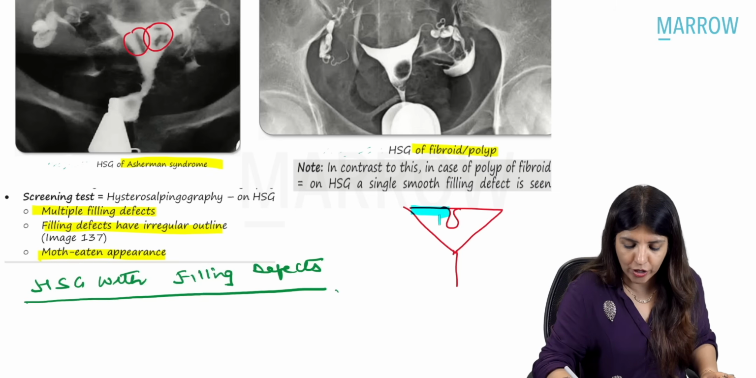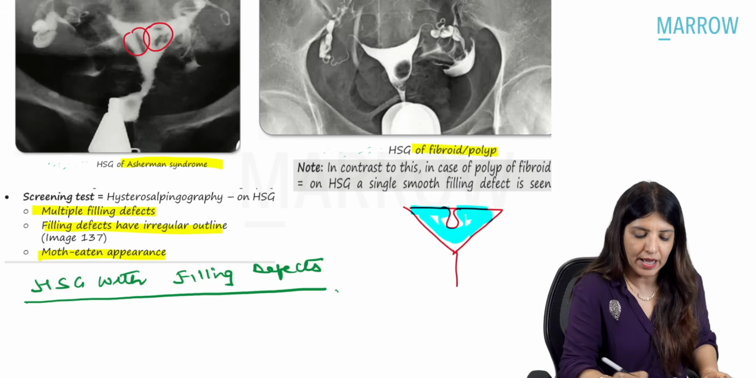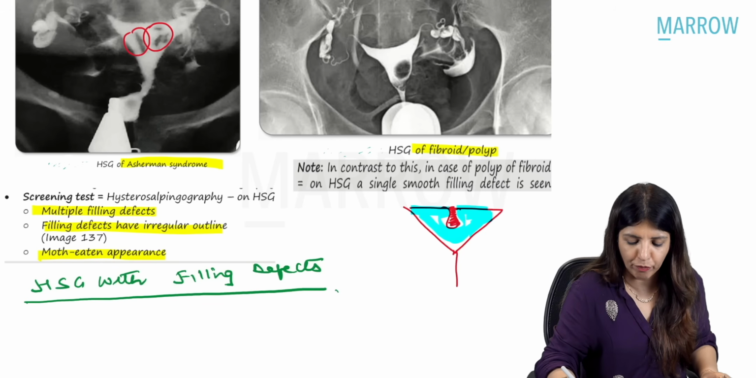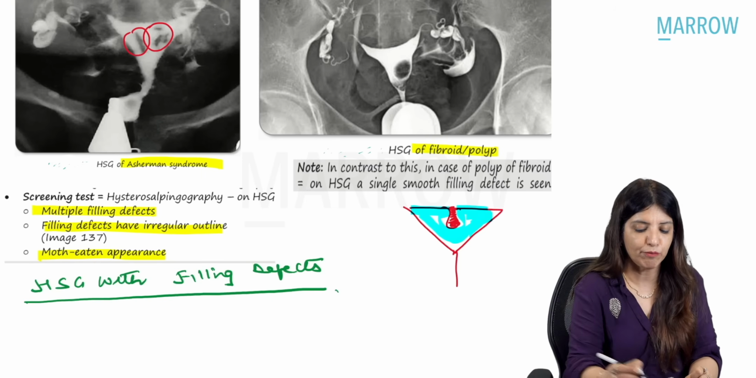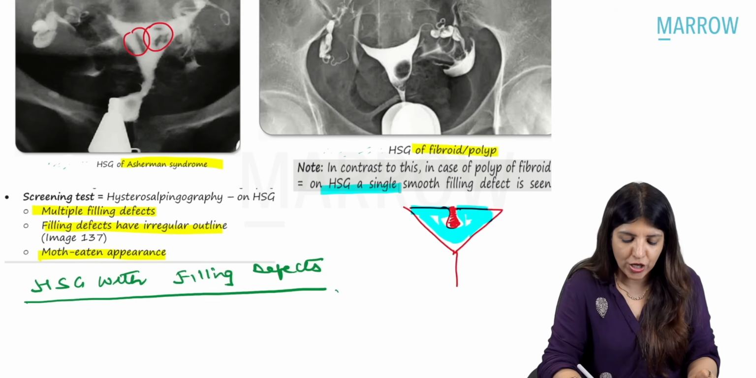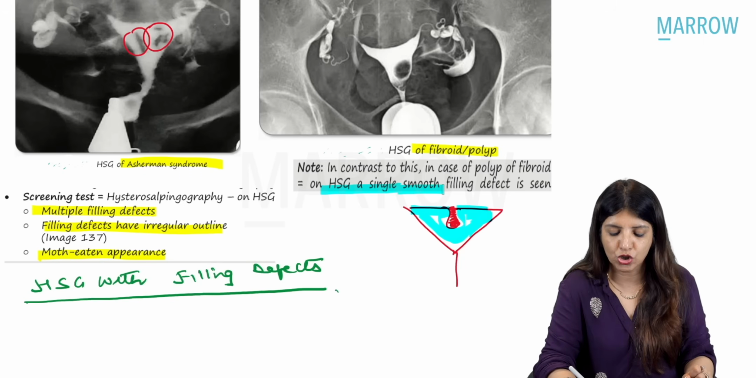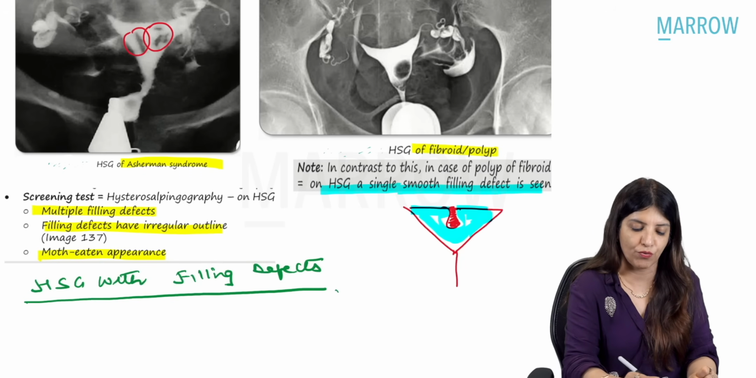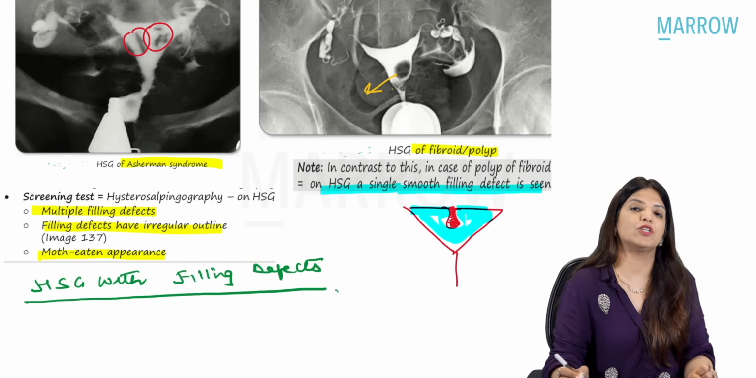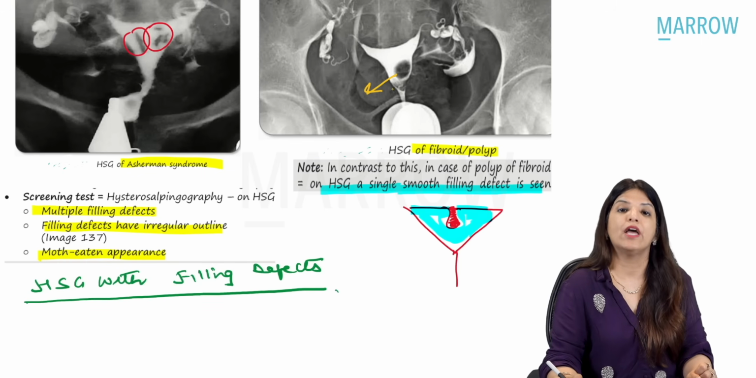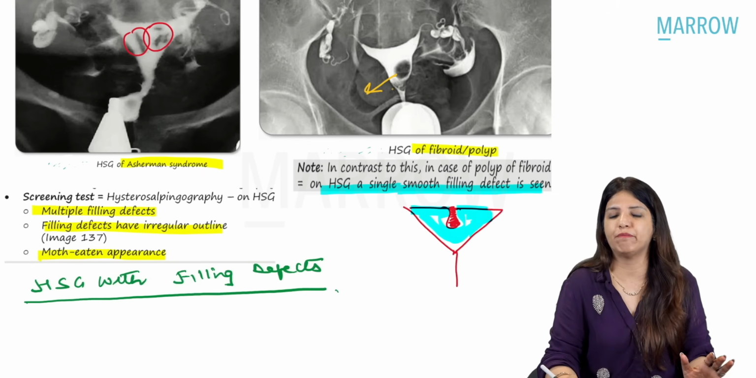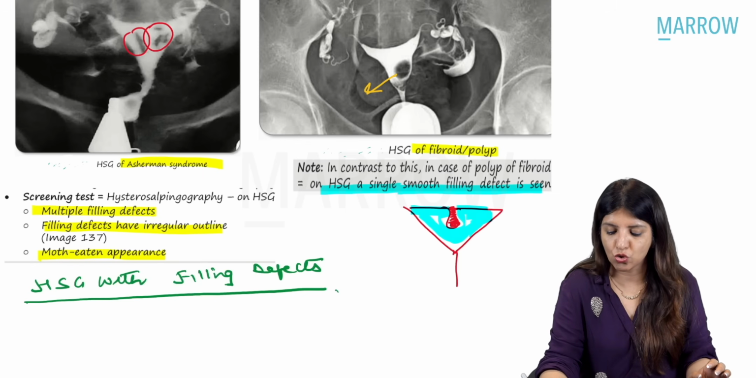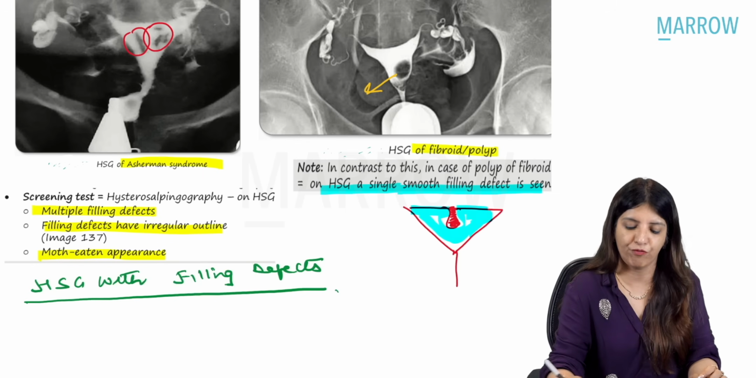But please remember, a fibroid or a polyp can also lead to a filling defect. In case of fibroid or polyp, when I pass the dye, it is going to go everywhere except where the fibroid or the polyp was present. So, whenever a fibroid or a polyp is present, again I am going to get a filling defect, which generally is a single defect, and it is a smooth filling defect. Do you see over here? The filling defect is very, very smooth and it has a regular outline. So, if you are getting a smooth filling defect with regular outline, that means it is an HSG showing you a polyp or a fibroid.